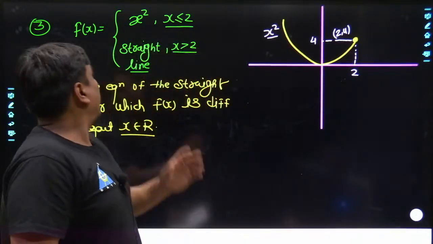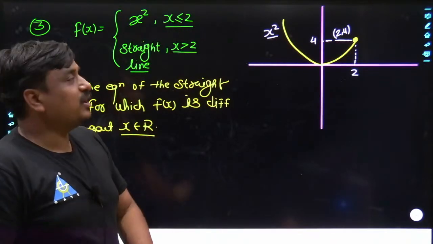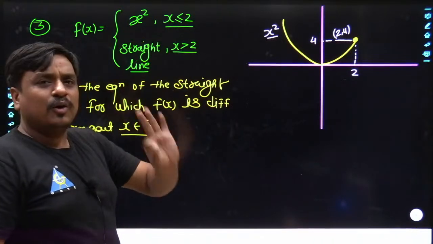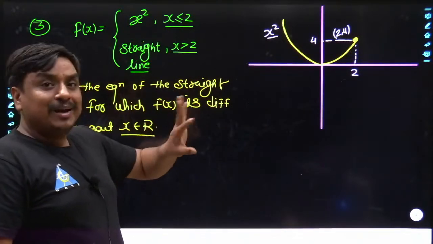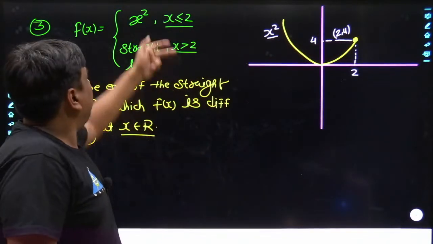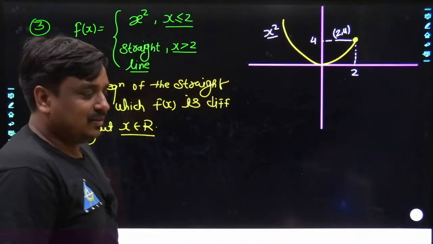Similarly, y equals mx plus c is a first degree linear equation, and would be continuous throughout the range of x. Only at the point of change can the differentiability or the continuity get lost. May I know what the point of change was? The point of change was at x equals 2.